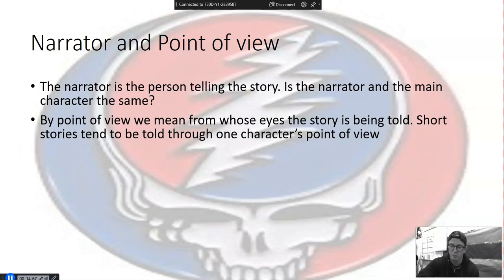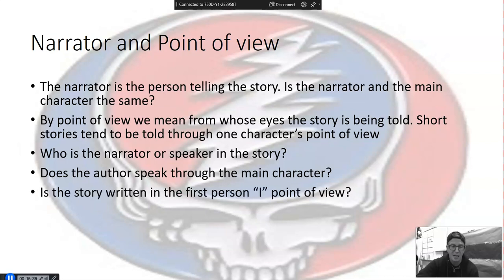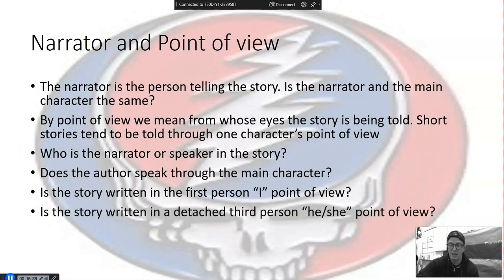That's her point of view. We only see what she sees, even though it's not her telling the story. It's some sort of narrator, God, somebody, but we only see what she sees, which is not totally the same with Story of an Hour. We do get some moments without Miss Mallard. So you should ask yourself questions like, who is the narrator or speaker in the story? Does the author speak through the main character? Which in The Adulterous Woman, yes. Is the story written in first person, I point of view?